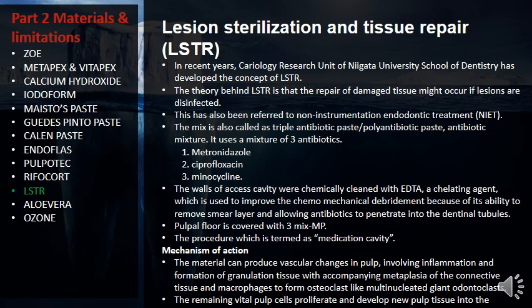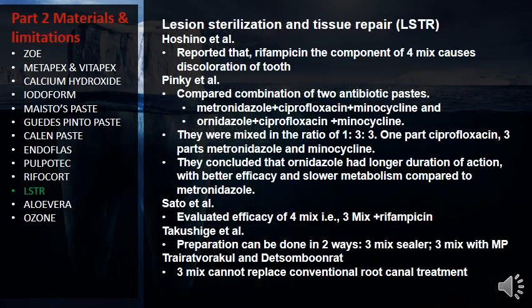Mechanism of action. The medicament can produce vascular changes in the pulp involving inflammation and formation of granulation tissue, with accompanying metaplasia of connective tissue and macrophages to form osteoclast-like multinucleated giant cells. The remaining vital pulp tissue proliferates and develops new pulpal tissue into the pulp chamber. Lesion sterilization tissue repair.